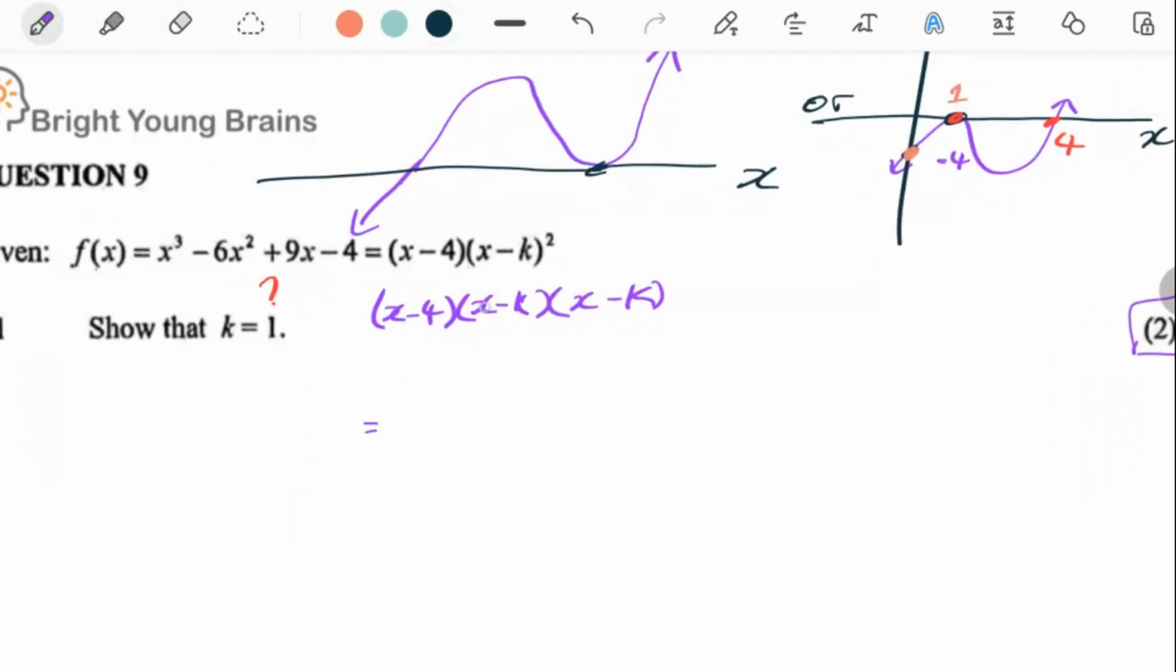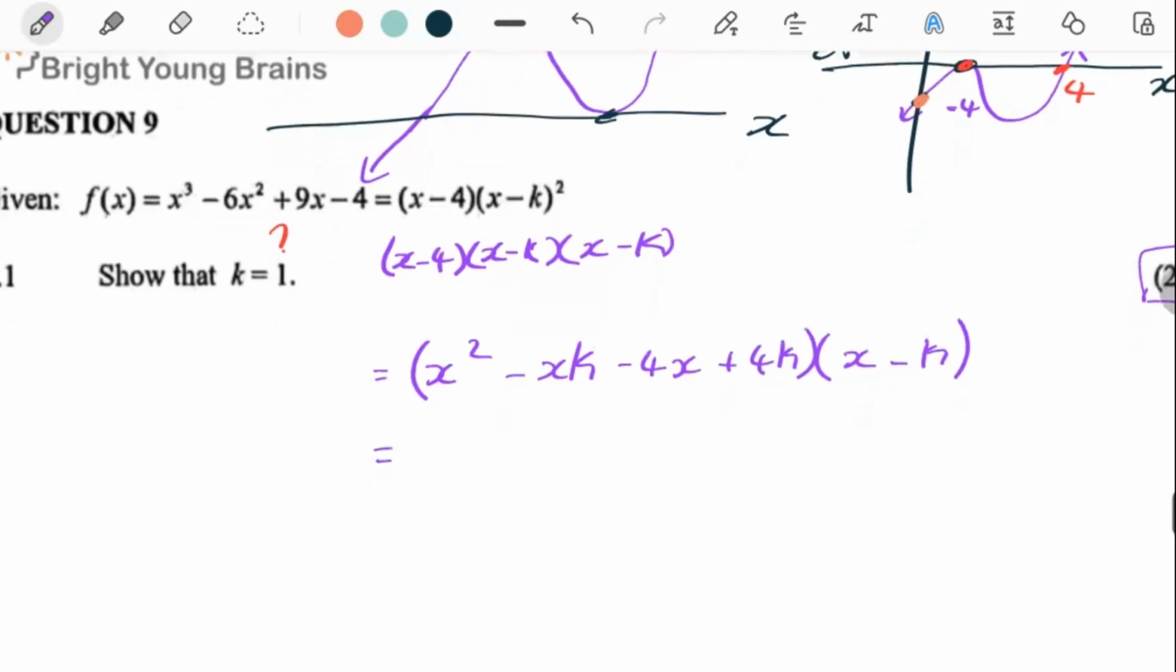X times x gives us x squared, x times -k gives us -xk, and then -4 times x gives us -4x, -x times -k gives us a +4k. So this is the two brackets multiplied together. The third one, we haven't multiplied it as yet.